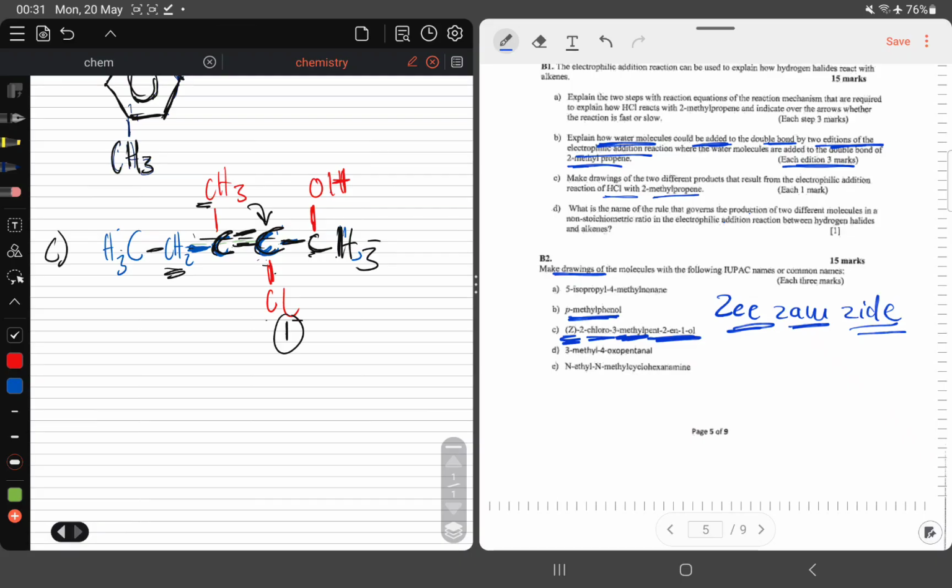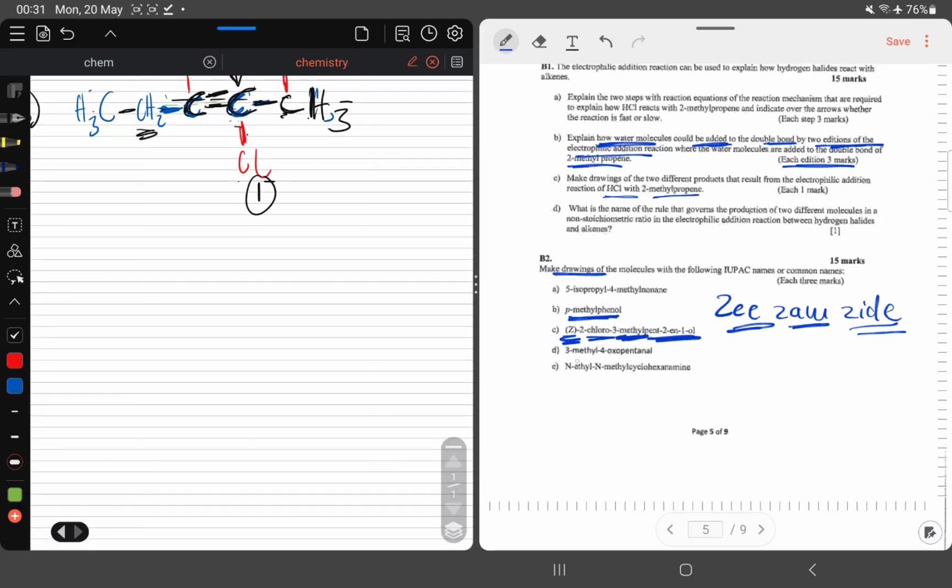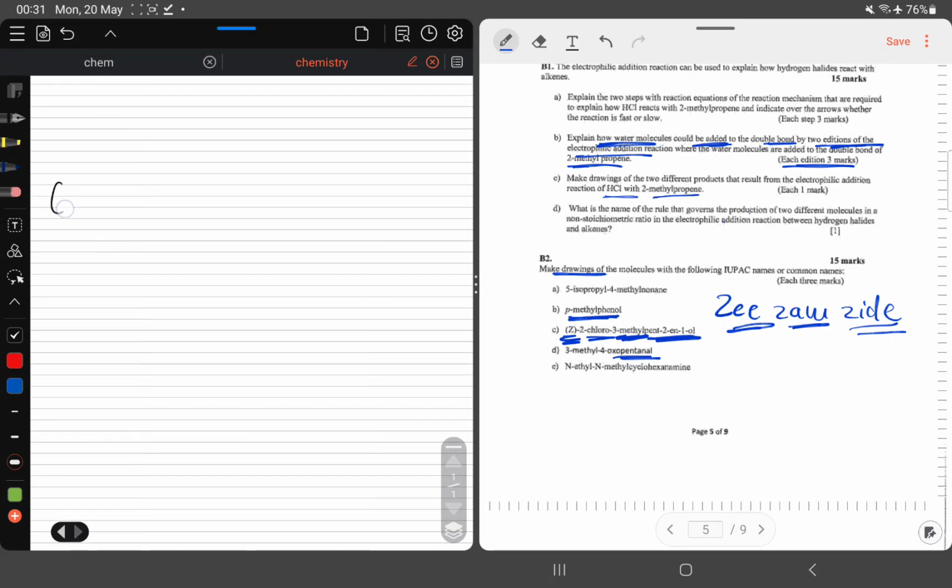Now we'll do part D and E, and then we'll call it quits. Part D says 3-methyl whatever. So we start with the last part, which is pentanal. What do we know about it? We know it's an aldehyde because it ends with -al, and it's pentanal, so it has 5 carbons. So 1, then 2, then 3, then 4, then 5.